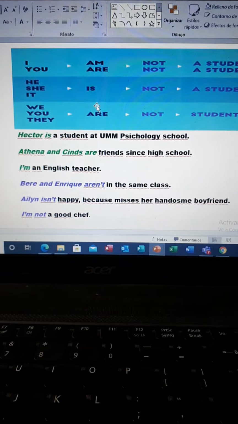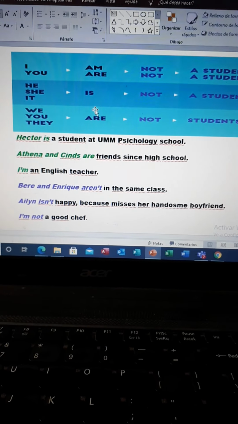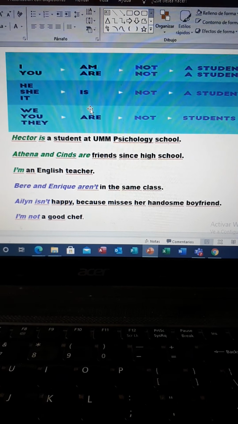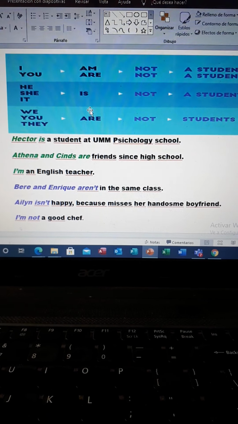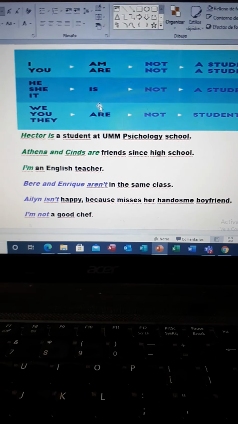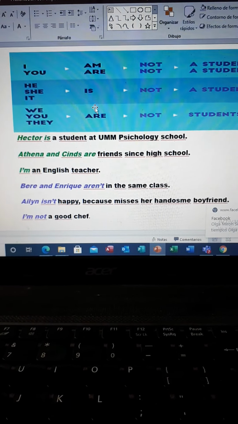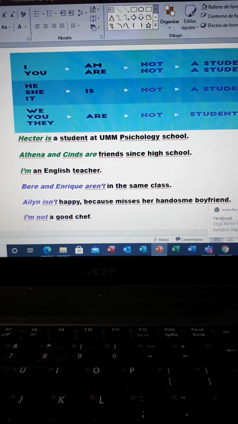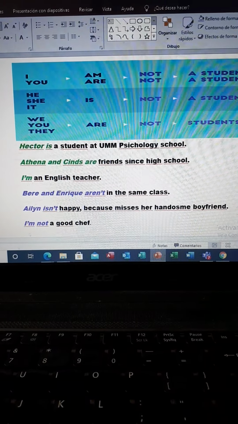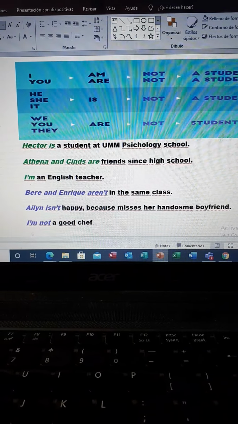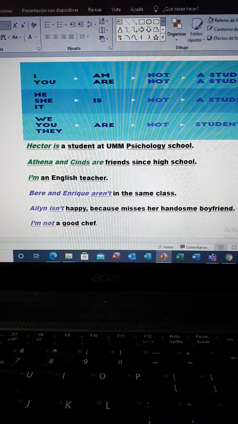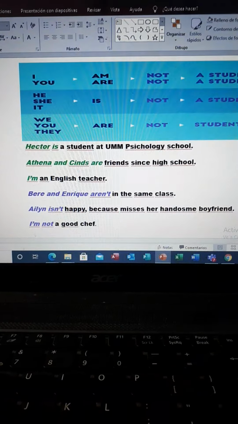Now, here we have some examples. I am not a student. You are not a student. He, she, or it is not a student, okay? We, you, and they are not students, okay? Now, if we work with another kind of example, we can say that Hector is a student. Hector is a student at UMM Psychology School, okay? Athena and Chris are friends since high school. I'm an English teacher. Beth and Enrique aren't in the same class. Eileen isn't happy because she misses her handsome boyfriend. I'm not a good chef, okay?